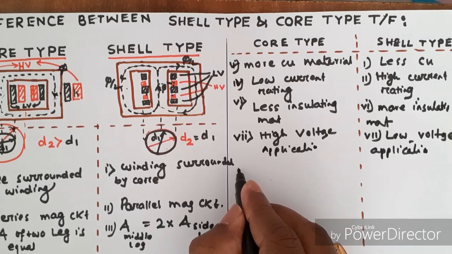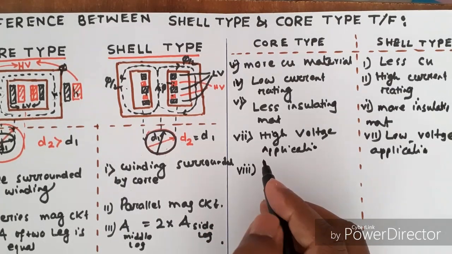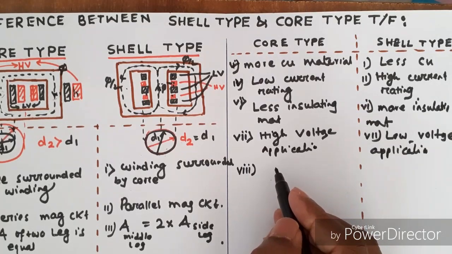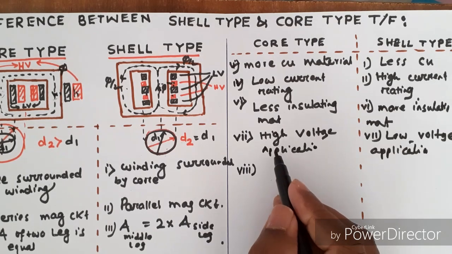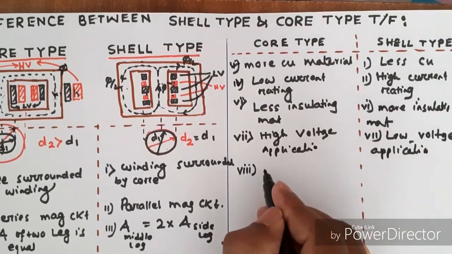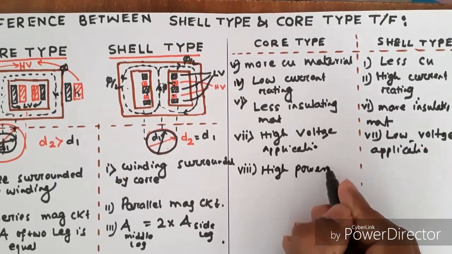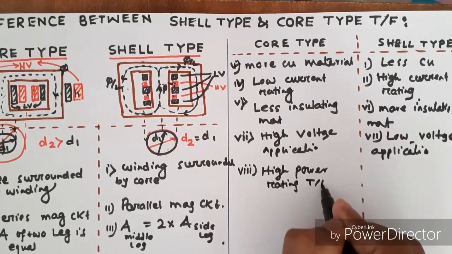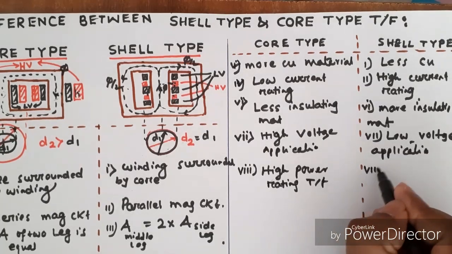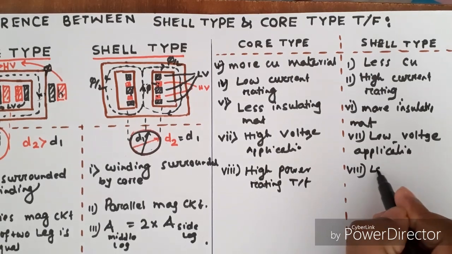Point number 8. For high rating transformer, the cost of insulation will be more significant compared to cost of copper material. Therefore, the core type transformer is used for high power rating transformer. The shell type transformer is for low power rating.